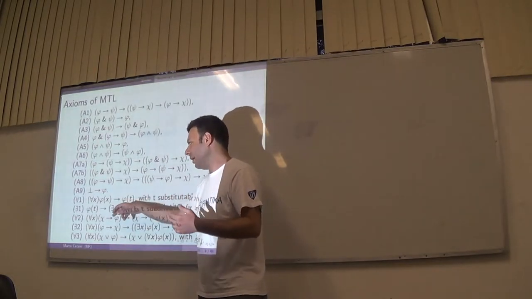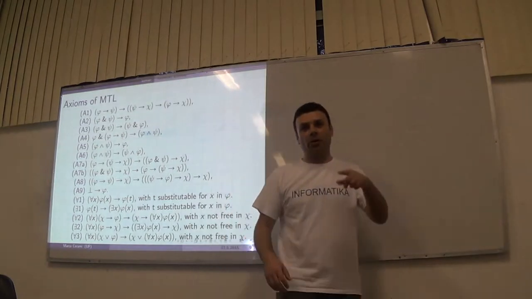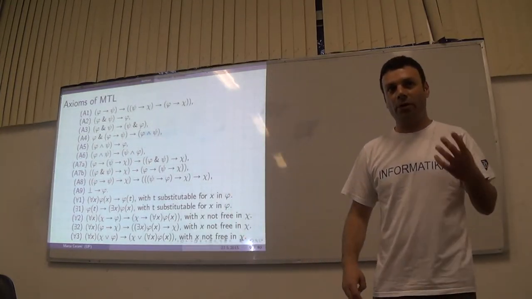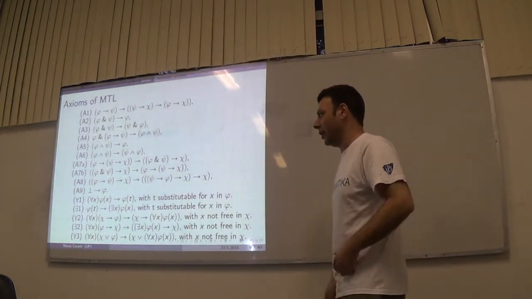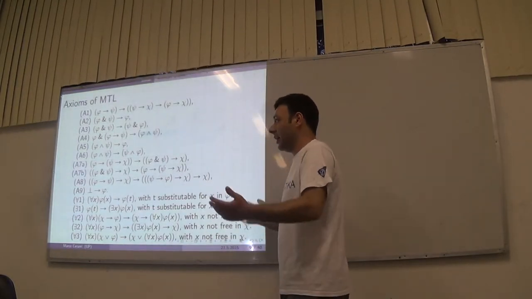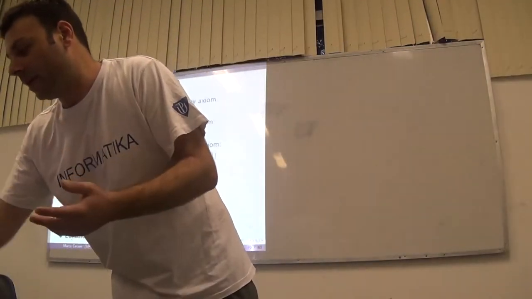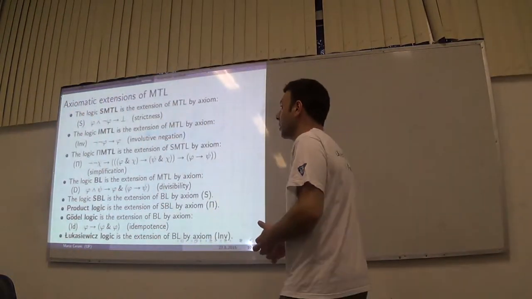I have not said one thing, but usually everybody who works in fuzzy logic knows that the implication describes an order between the formulas, an order between the values of the formulas. So this is the axiomatics of the basic logic that we are considering.